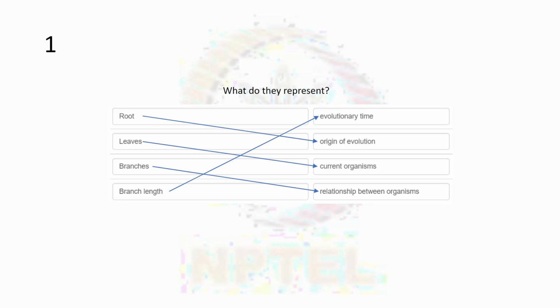So here the branches show the relationship between the organisms, whether they are closely connected or far. Then the branch length gives the evolutionary time.